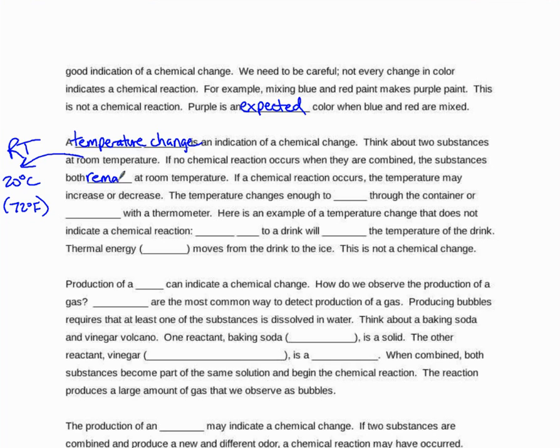We should not see any sort of a change. We shouldn't mix two things and increase the temperature if nothing happened. If a chemical reaction occurs, the temperature may increase or it may decrease. It's not really limited. A lot of times we think of an explosion, fire, it's a chemical reaction. It gets hot. But you can have other reactions where things are decreasing in temperature.